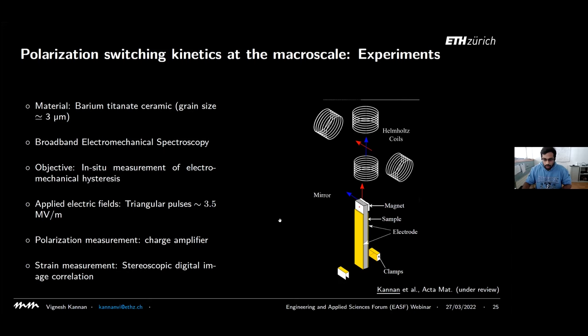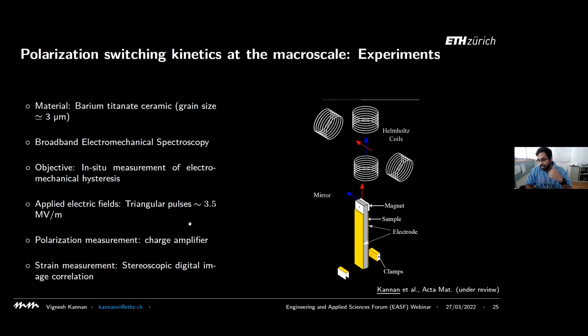The idea is you have a cantilever beam sample, which is about 40 millimeters long, 3 millimeters wide, and about 1 millimeter thick. And then what you do is you apply cyclic electric fields using electrodes applied to the sample. You apply electric fields of the order of 3.5 megavolts per meter. So in the lab, we're applying about 3000 to 4000 volts. So it's a fairly dangerous experiment if you don't know what's going on. But the idea is we have these in-house charge amplifier circuits that we build and digital image correlation methods that allow us to measure the electrical displacement in the sample and the strains in the sample as a function of the applied electric field.